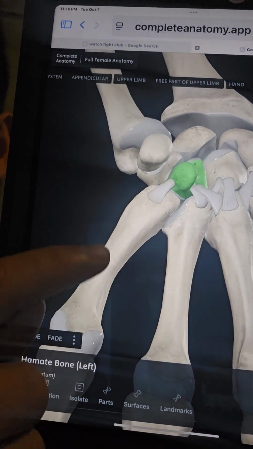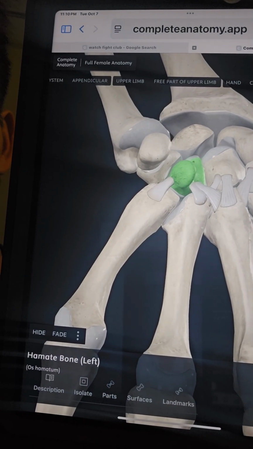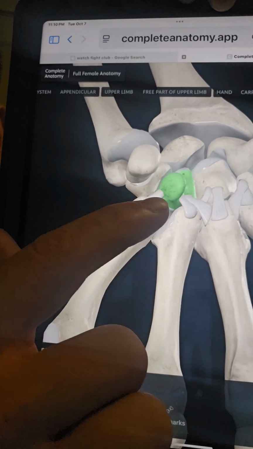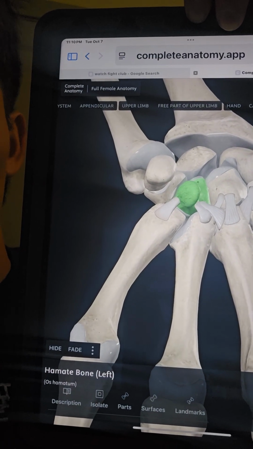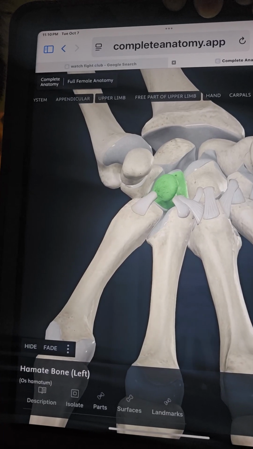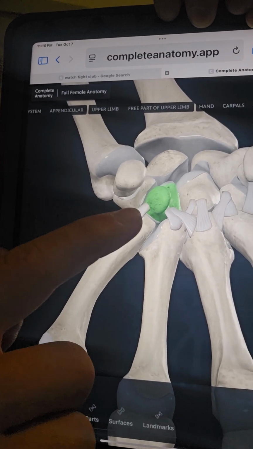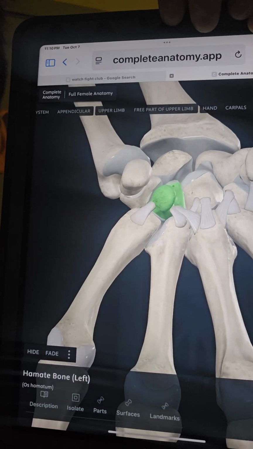And this right here is the fifth metacarpal. And so the proximal articulating surface would belong to the hamate right there. So we can see it's more proximal to the body, as would all the carpal bones compared to the metacarpals. And the fifth metacarpal is the distal articulating surface where they make up that joint right there.